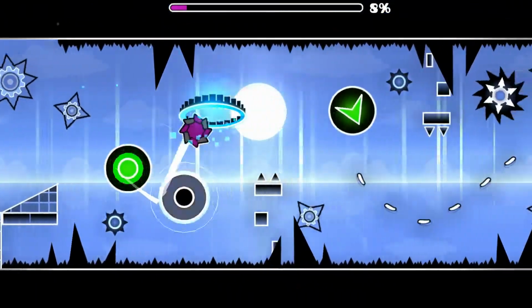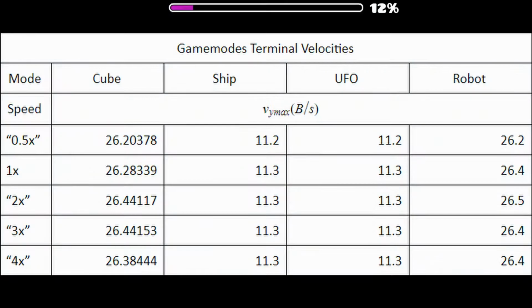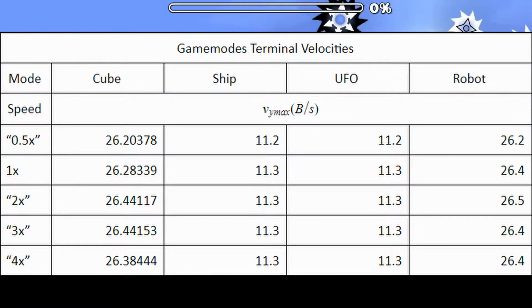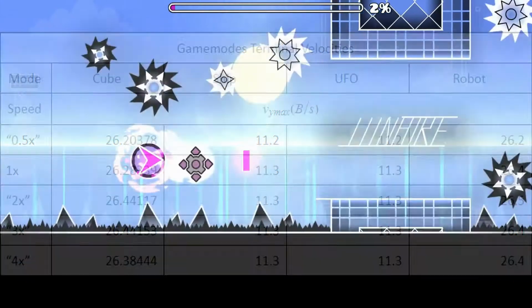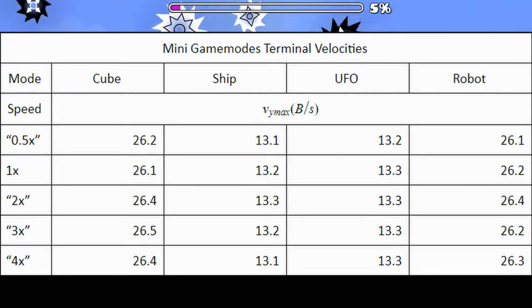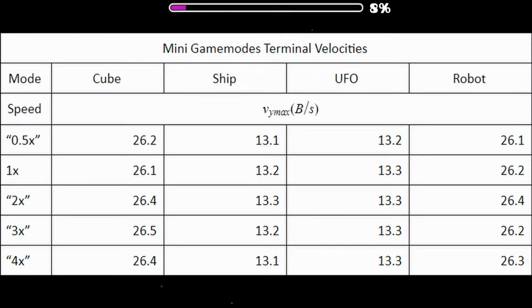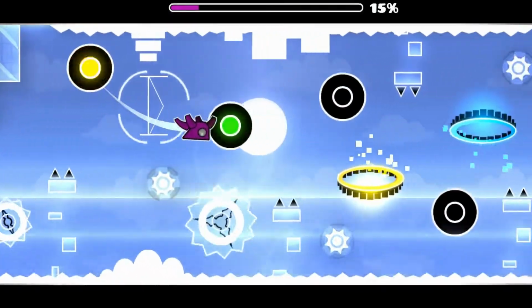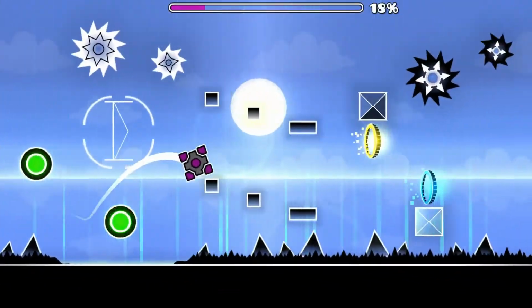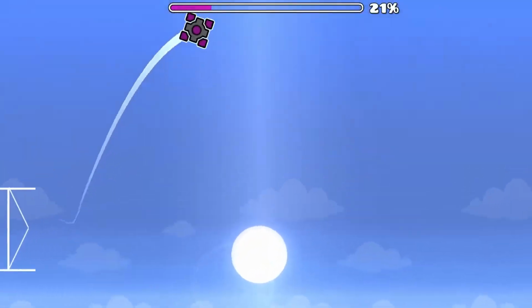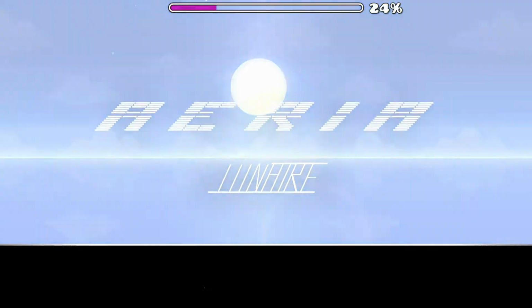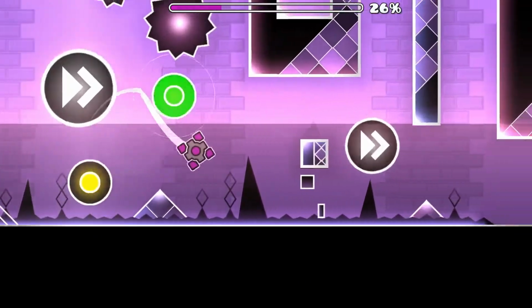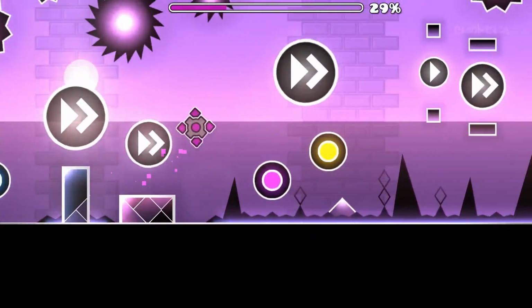So here are my values for the terminal velocities. When looking at the terminal velocities of the objects, it is clear that for the cube and robot, their mini and normal versions should have about the same value. For the ship and UFO, the mini versions have a larger value than the normal ones, which makes sense. I'll now proceed to make a piecewise function to approximate the displacement of the modes at different speeds.